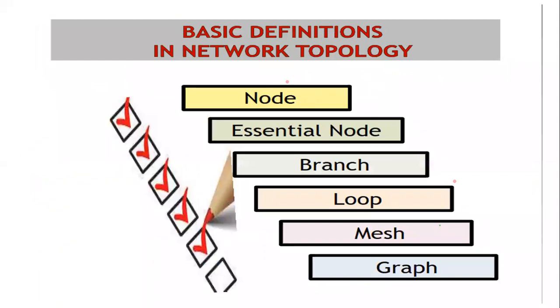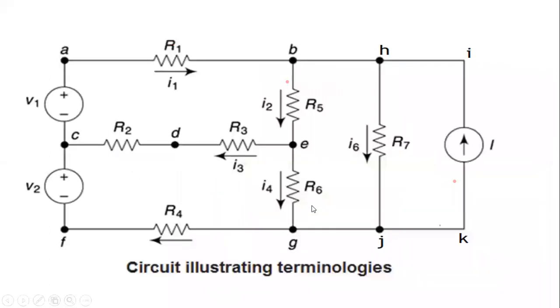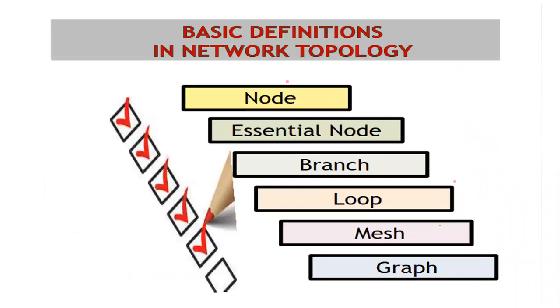The first unit is a huge one, that's why we are taking a lot of time. After that it will take less time. So today we will finish it. Now we will talk about different concepts: node, branch, loop, mesh, graph.